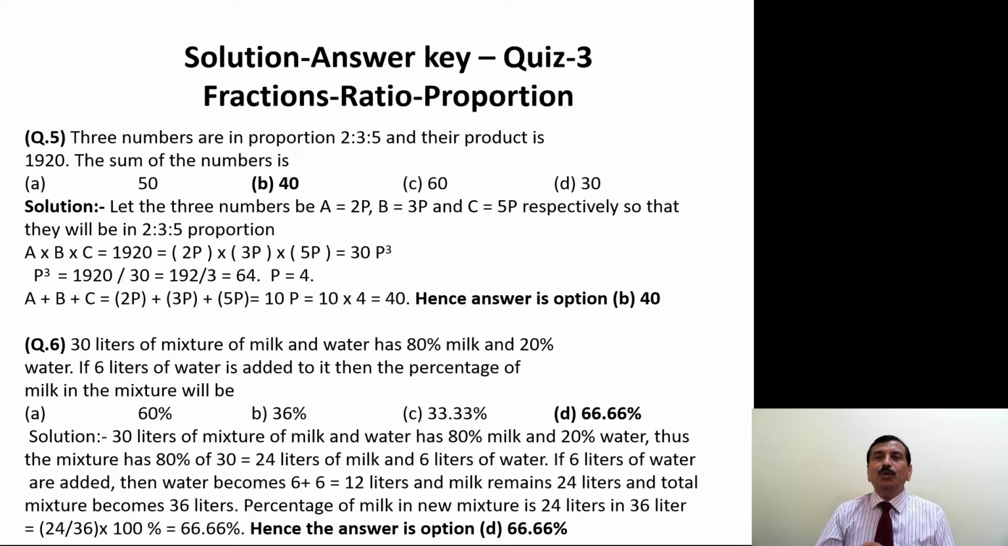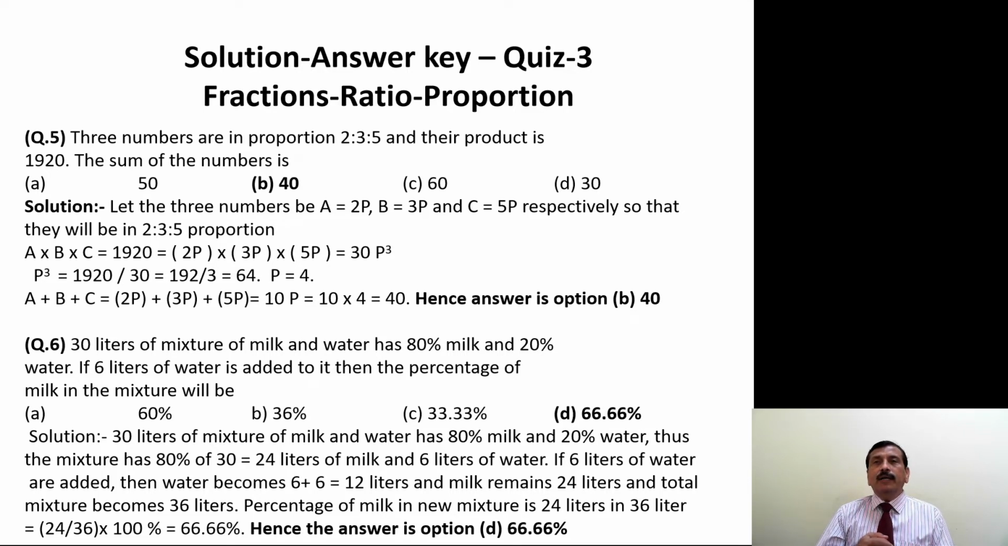Three numbers are in proportion 2 is to 3 is to 5 and their product is 1920. So what we do, we name them as A, B, C, where A is 2P, B is 3P, C is 5P, and multiplication of all of them will be 2 into 3 into 5, that is 30, and P into P into P is P cube. So P cube is 64, so P is 4. Substitute this, we get the answer. The answer is option B, that is 40. The sum of the numbers, once we get A, we made A plus B plus C and we get the 40 answer.